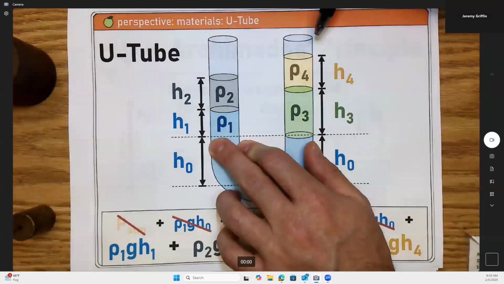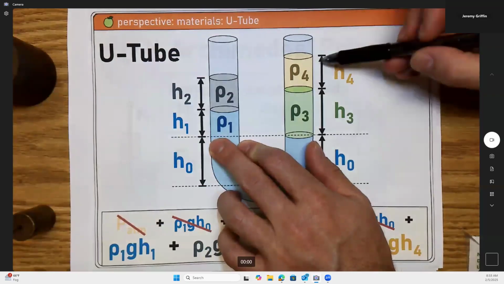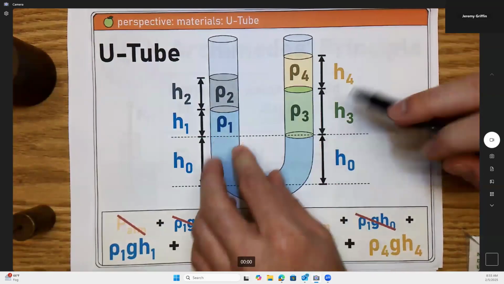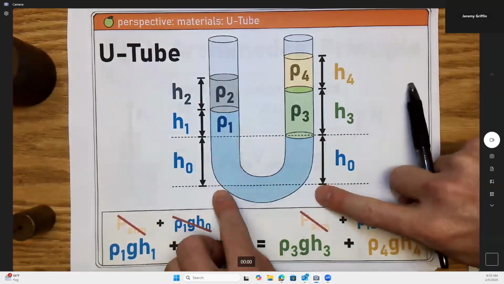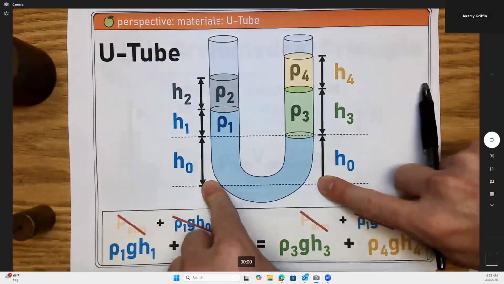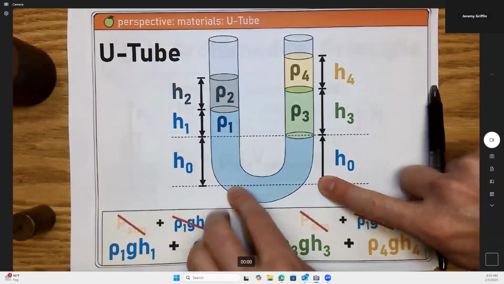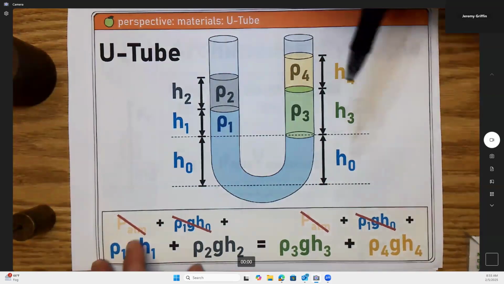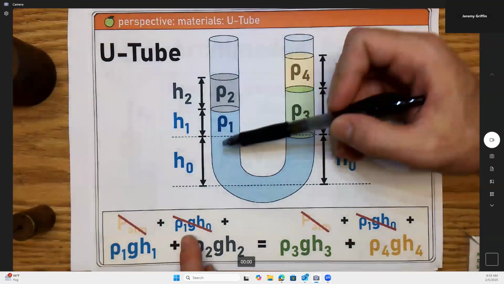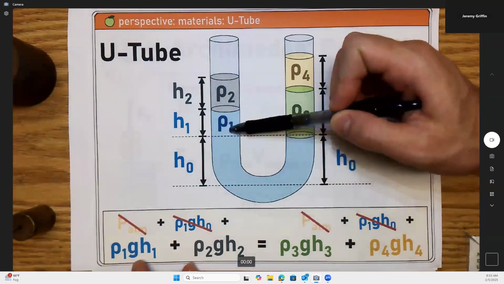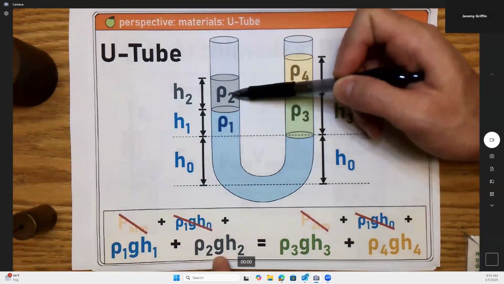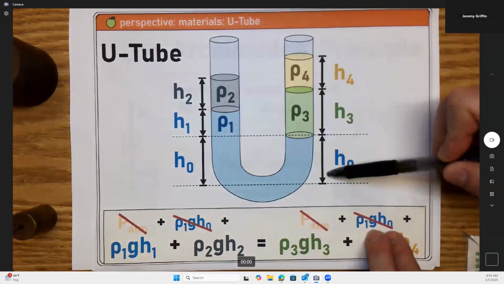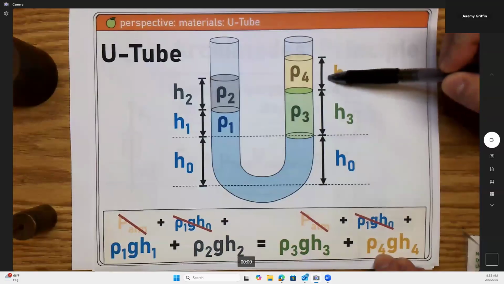And then how about on the right side? We got the atmosphere pushing down, and then the rho g h from this gold, and then this rho g h from this green. And then if you want to go down to here, you can just add the rho g h naught of this blue. It's equal on both sides. That's exactly what this equation says. So on the left side, I got the pressure from the atmosphere, this rho g h naught, this rho g h1, and this rho g h2. And then on the right side, I got the pressure from the atmosphere, this rho g h naught, rho g h3, and this rho g h4. And they have to be equal.